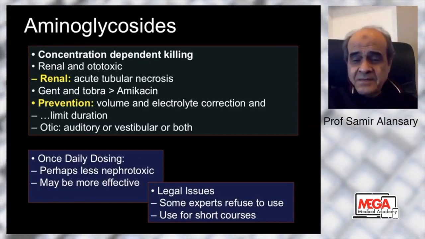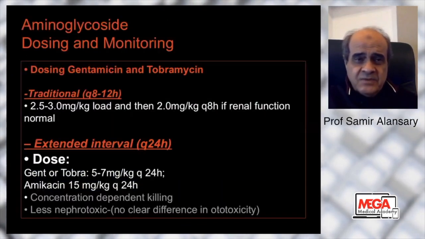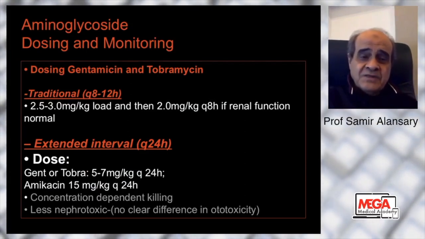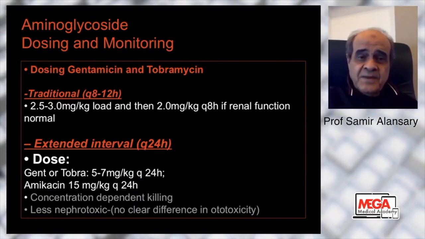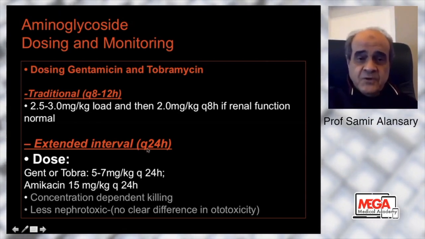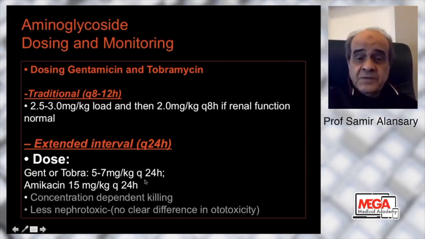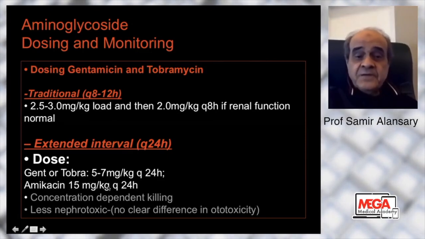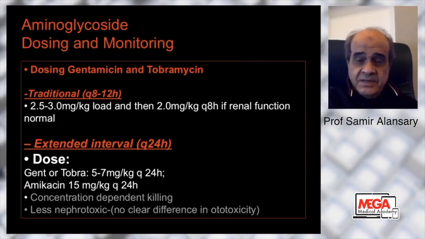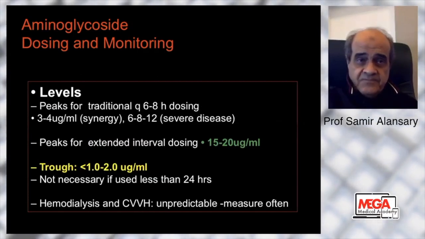Well, but I think most of us are afraid of using it too much or for too long, besides because it has many side effects. Traditional doses are every 8 to 12 hours, we can use gentamicin or tobramycin every 8 to 12 hours. We can also use it every 24 hours. The dose for every 24 hours, which is the best, gentamicin or tobramycin, is 5 to 7 milligrams per kg per 24 hours. For amikacin, 15 milligrams per kg every 24 hours. And as I said, it is concentration dependent and it is less nephrotoxic when used once daily.